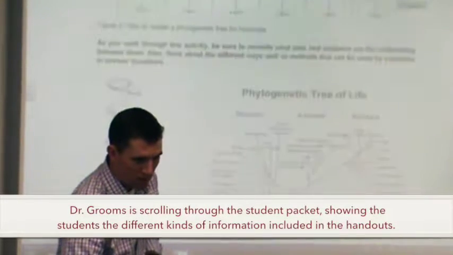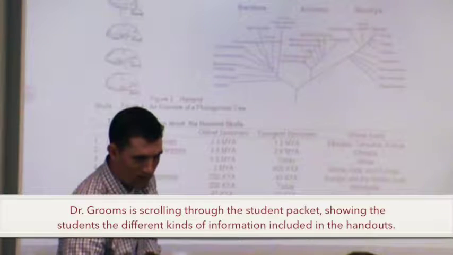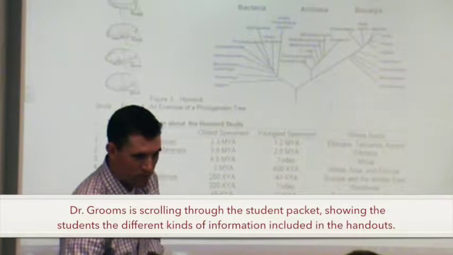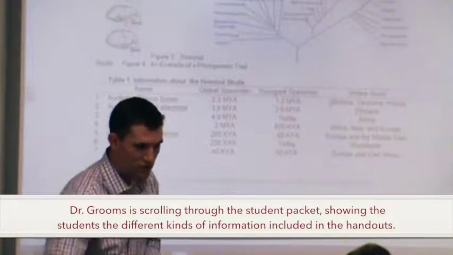If you keep going, there's lots of information. There's a sample phylogenetic tree there for some different species. There's some information about each of the different skulls and where they're found. So we had that geography might have something to do with how they're related. You have all that information available to you.